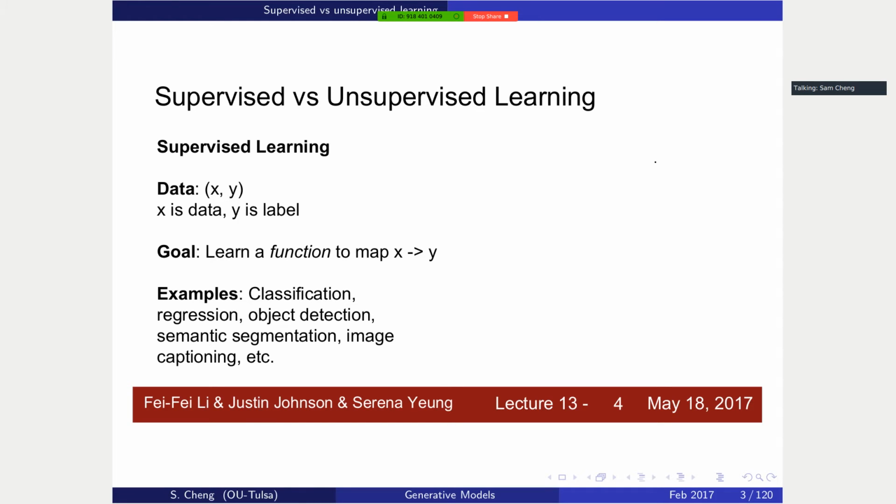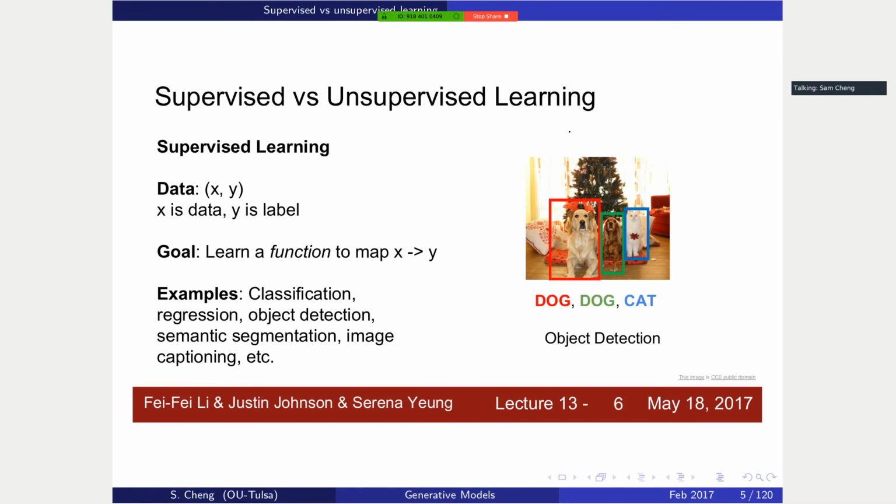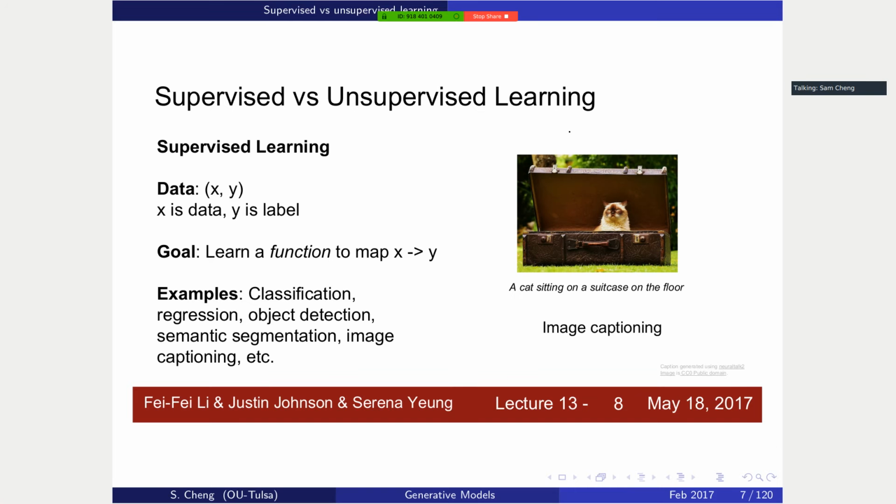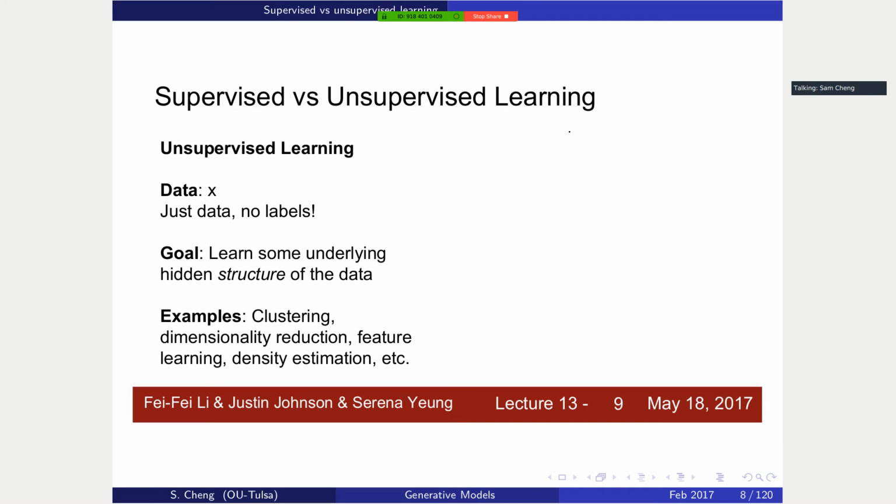To begin with, maybe just have a quick review of what we have so far. We talked a lot about supervised learning. If you think of most of the problems we consider, they are supervised. We considered the classification problem, for example the object detection problem, and also the segmentation problem. In all of these the labels are given to us, and even image captioning as well.